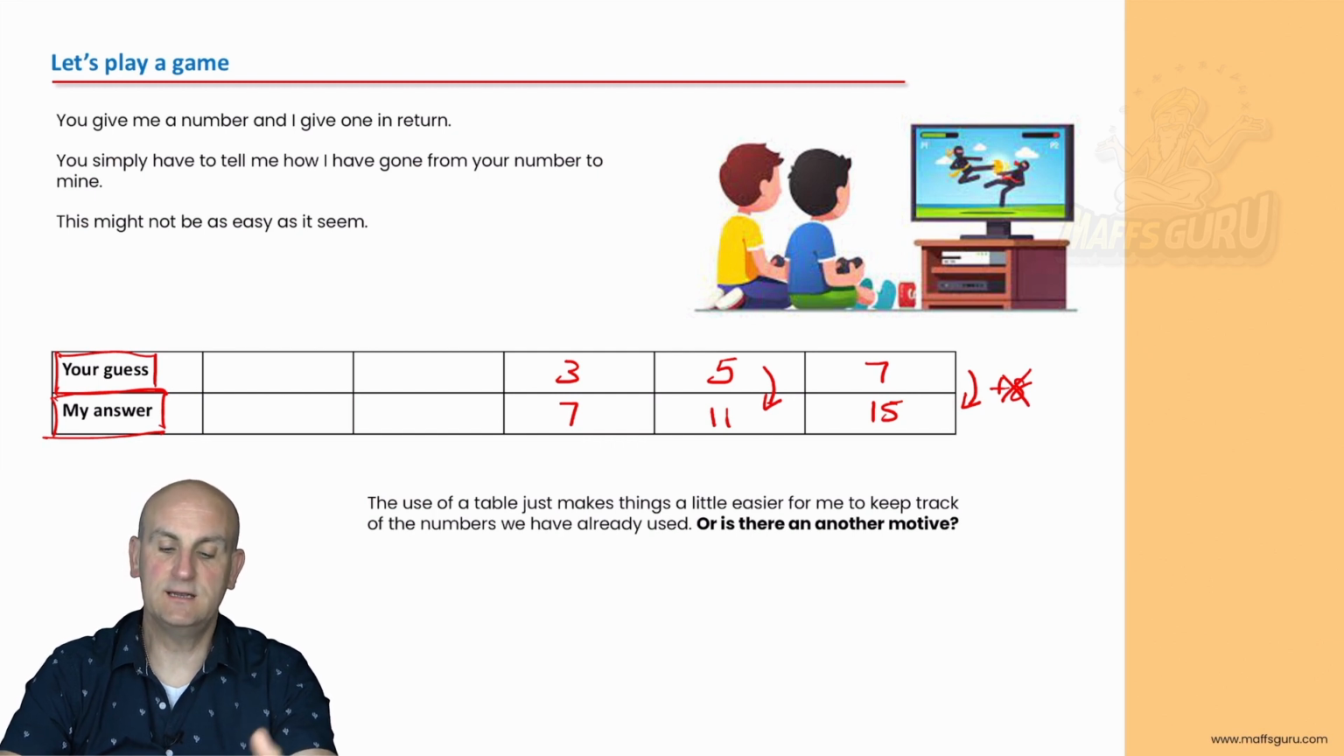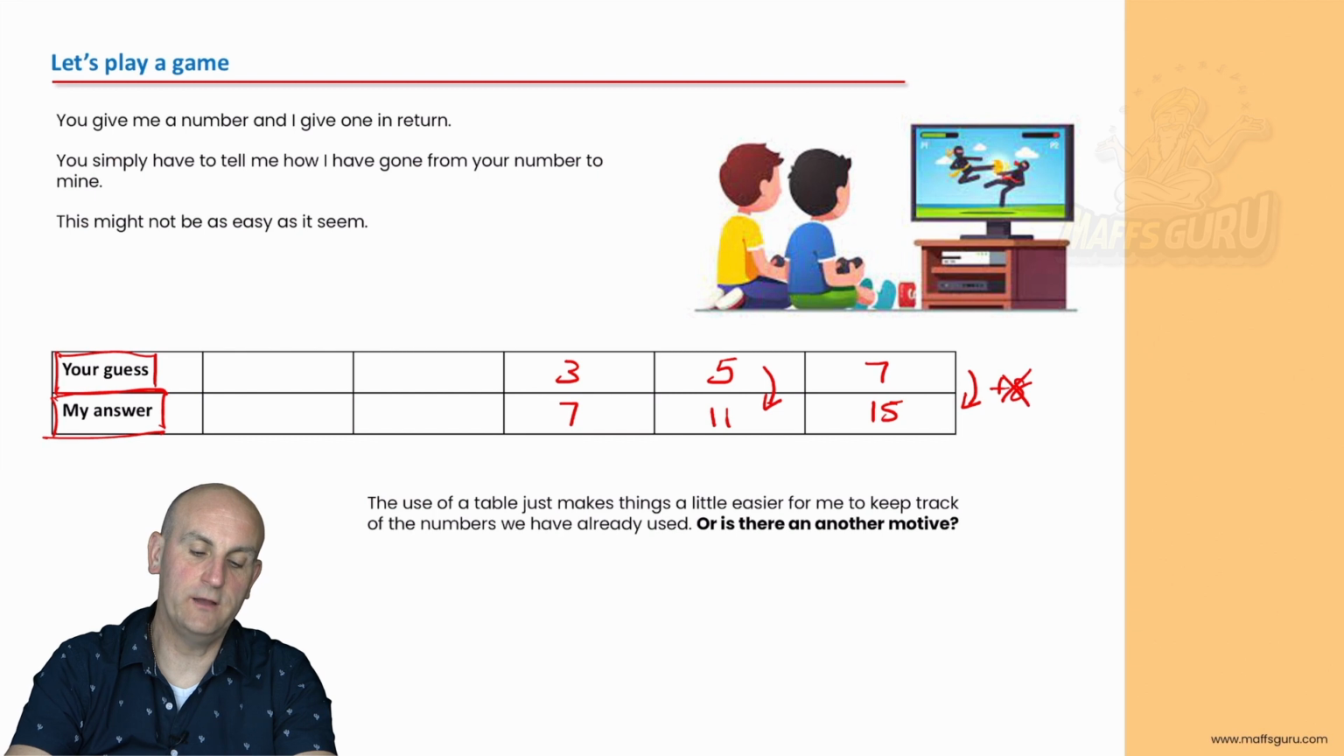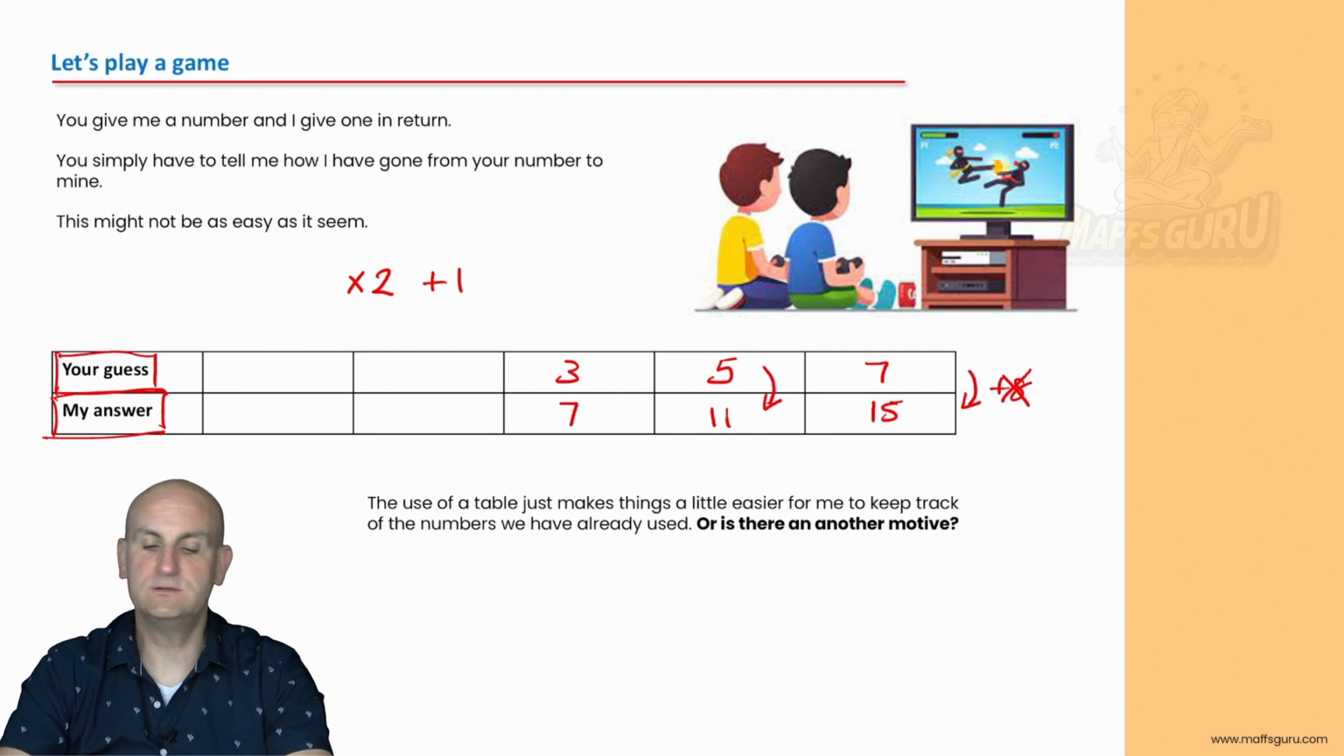As it turns out, I'm going to tell you now, the rule was actually I took your guess, I times it by 2, and then I added 1. Right, so I took your guess, I times it by 2 and added 1. That was the rule I was using. That was the relationship, the link between those.